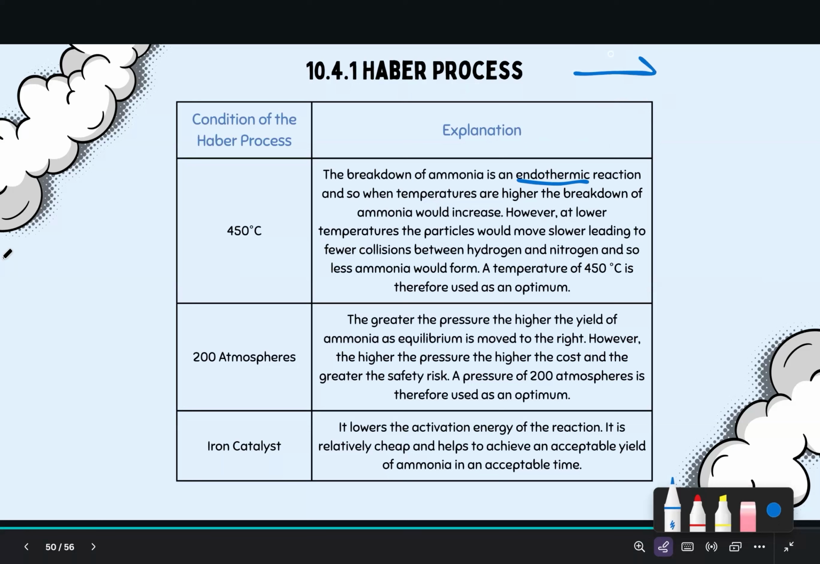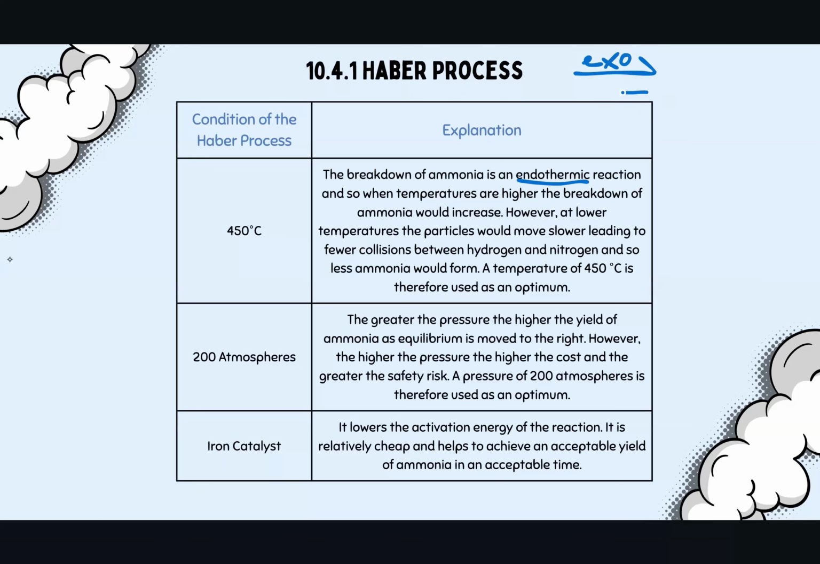The forward reaction is exothermic. The backward reaction is endothermic. So this particular reaction prefers a lower temperature, because a lower temperature takes the reaction in the exothermic direction. However, the problem is if the temperature is too low, the particles will move slower, leading to fewer collisions between hydrogen and nitrogen, and so less ammonia would form. So a temperature of 450 degrees is a compromise, and it's used as an optimum. So it's not too high a temperature, and it's not too low.